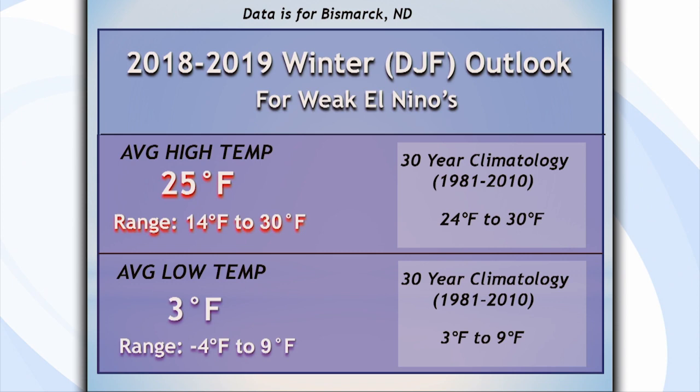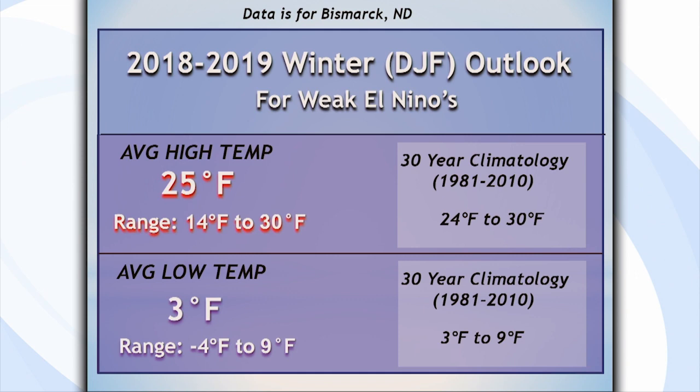But when you look at the weak El Ninos, the 12-week El Ninos, we find that the ranges actually occurred from 14 to 30 degrees. And really the 14 was an outlier because with the average being around 25, most weak El Ninos saw average temperatures in that 3-month span between 22 and 28 degrees, so the average came out to be about 25.